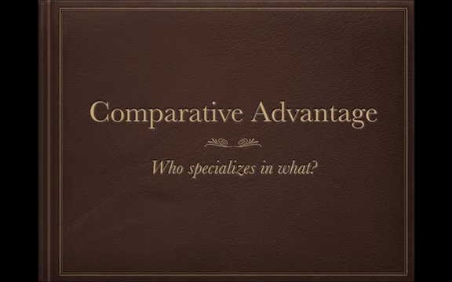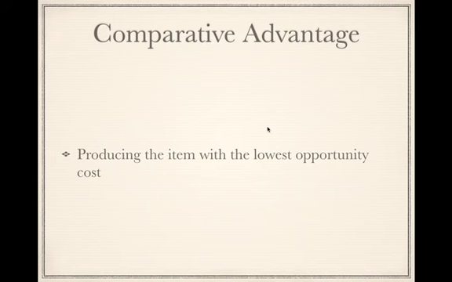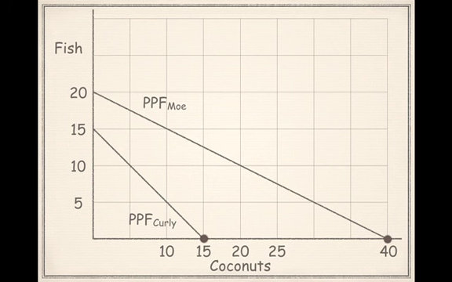So the thing that is important now is how do you determine who specializes in what? Remember, I had Curly specializing in fishing and Mo specializing in coconut production. There's a reason why that was selected that way. It has to do with who has the comparative advantage, who can produce an item at the lowest opportunity cost. And let me illustrate that to you.